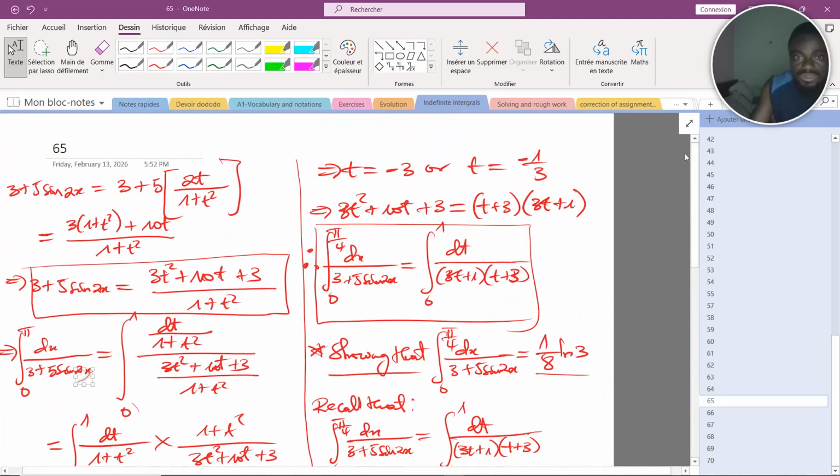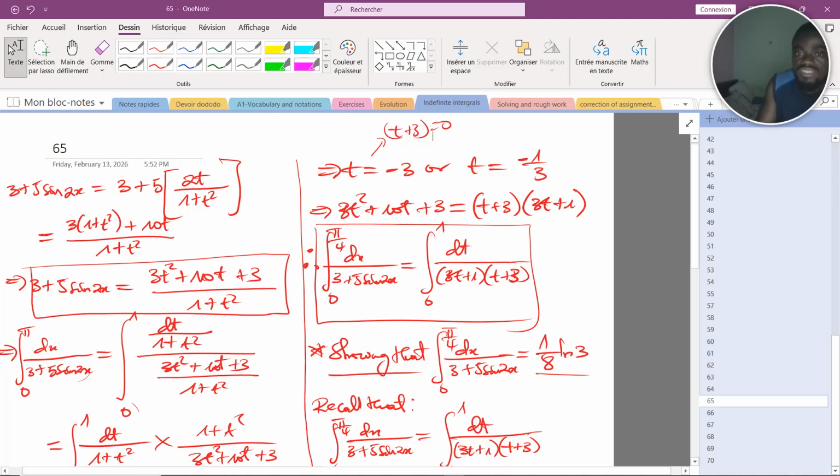So this implies t equals minus 3 or t equals minus 1 on 3. Is that okay? From here, there's something I taught you. From here, you deduce that t plus 3 will be equal to 0. This implies from here, t plus 3 equals 0. That is, t plus 3 is a factor.